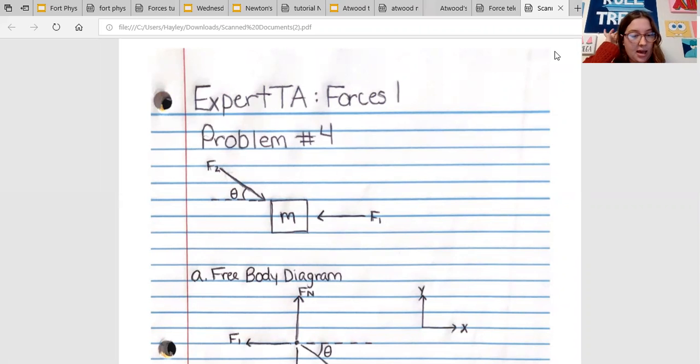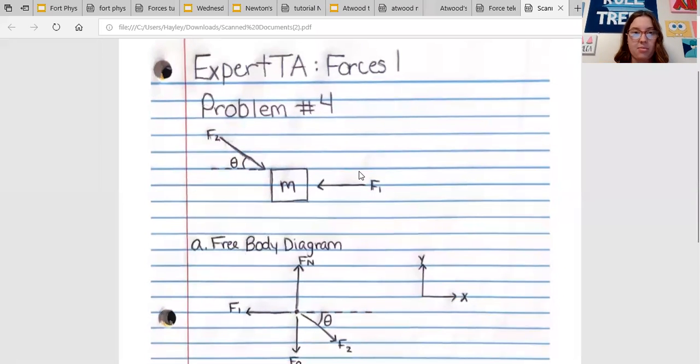This week I'll be going over problem number 4 on the Forces 1 Expert TA homework. So the objectives of this problem were, using this picture that we were given here, draw a force body diagram for the block of mass, and then write the net force equations for the x and y directions using that free body diagram.